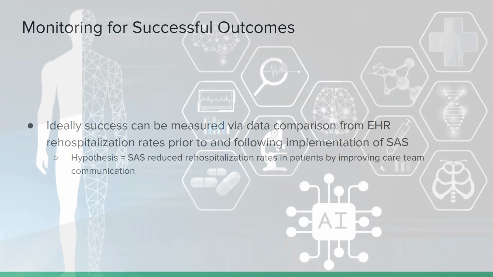So once we would implement this, we'd have to monitor it for successful outcomes. Once SAS is implemented, ideally we would measure the success via data comparison from EHR hospitalization rate data prior to implementation of SAS, and then also following implementation of SAS. And then what we would do is we would compare it. My hypothesis would be that once SAS was implemented, rehospitalization rates in home care patients would be reduced, and care team communication would be improved.